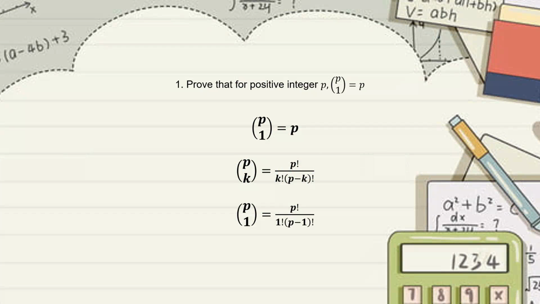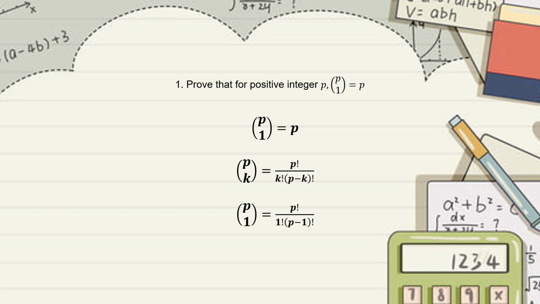Prove that for positive integer p, combination of p1 equals p. By definition, combination pk can be expanded as follows. Combination pk equals p factorial over k factorial times p minus k factorial. And now we replace the value of k with 1.